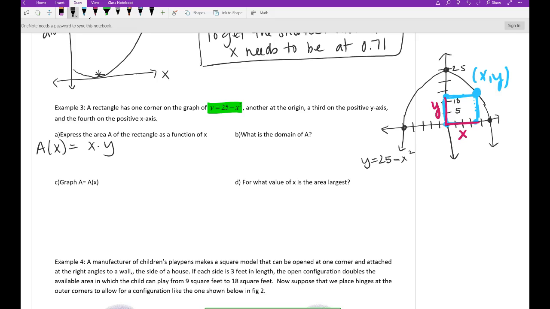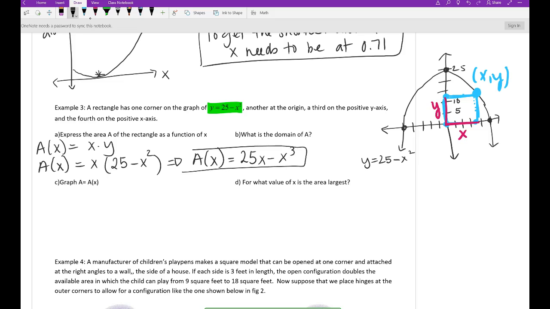You plug in, just like the first one. Except this time, your y is not identical to the first one. What's the y this time? Let's simplify that out. We have a final equation in terms of x of 25x minus x to the third. Is that okay? Great.